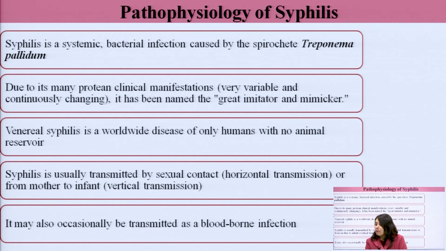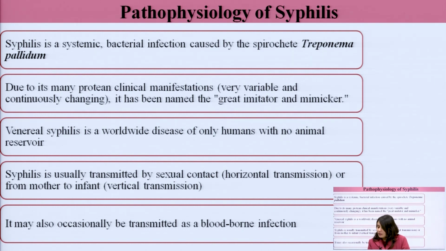Syphilis is a systemic bacterial infection caused by the spirochete Treponema pallidum. Due to its many protean clinical manifestations, it has been named the great imitator and mimicker. When I use the term protean clinical manifestations, it means that syphilis can result in a wide array of symptoms. It can mimic any sort of infection because it produces such a wide range of symptoms that can vary from individual to individual. So that is why it has been named the great imitator and mimicker.